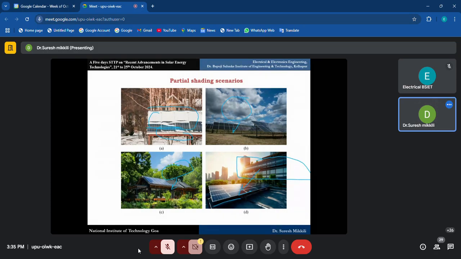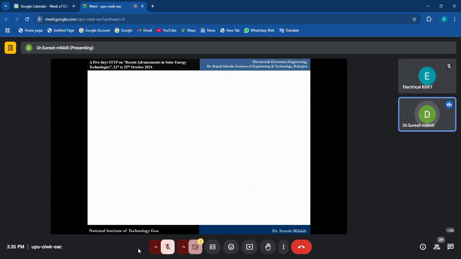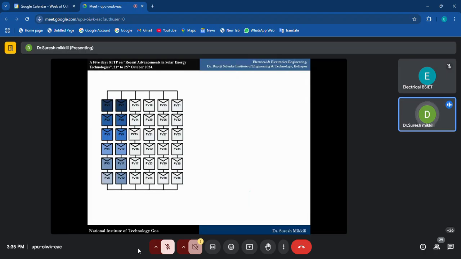Let us suppose on your roof itself, your wall is very big in height. So there is a possibility that shading can happen from your wall side also. Now we will see some practical situations. I am considering a 6 by 6 system. There are 36 PV panels I have taken, a 6 by 6 system.